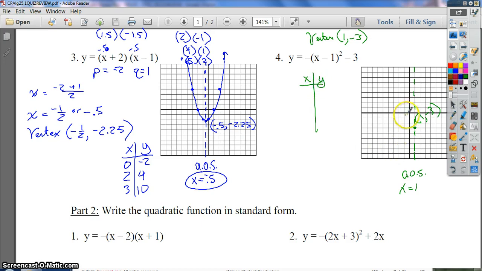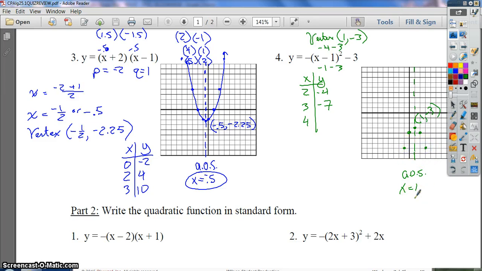So let's do, let's say, 2, 3, 4. I don't think we're going to have to go all the way up to 4, but let's see what we got. 2 minus 1 is 1. 1 squared is 1. Negative 1 minus 3, negative 4. So that's here. Mirrored up. Let's put 3 in. 3 minus 1 is 2. 2 squared is 4. That's going to give me negative 7. So 3, down 7 is here.